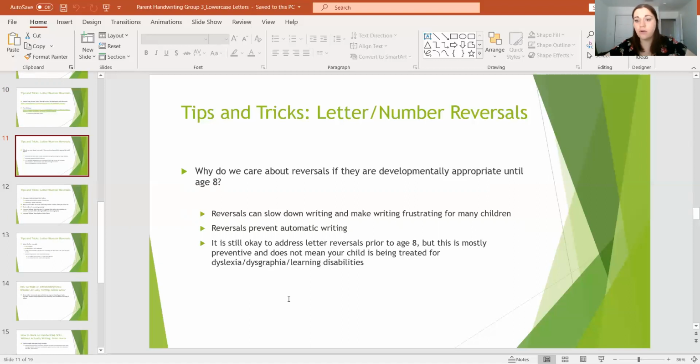Reversals prevent automatic writing, so kiddos get slowed down and suddenly writing's no fun because they have to keep stopping and thinking. And like I said, it's still okay prior to age 8 to address it. It's preventative, and it does not mean that your child has any learning disabilities. It's developmentally appropriate, and we just want to make sure that when they do reach age 8, they have grown out of it and they have mastered the letters, which is why we work on letter reversals in therapy.